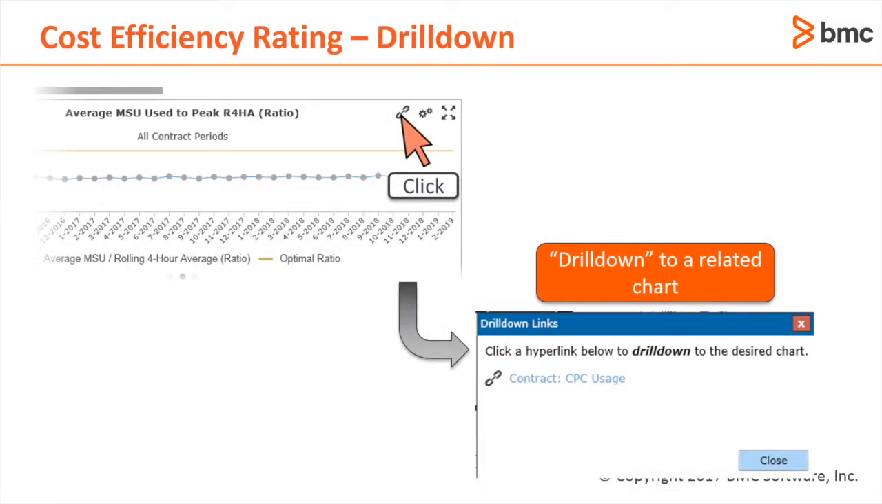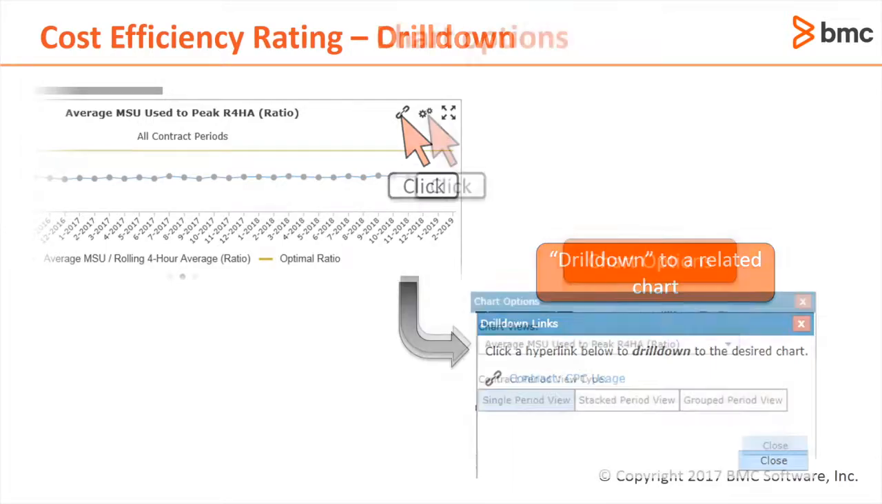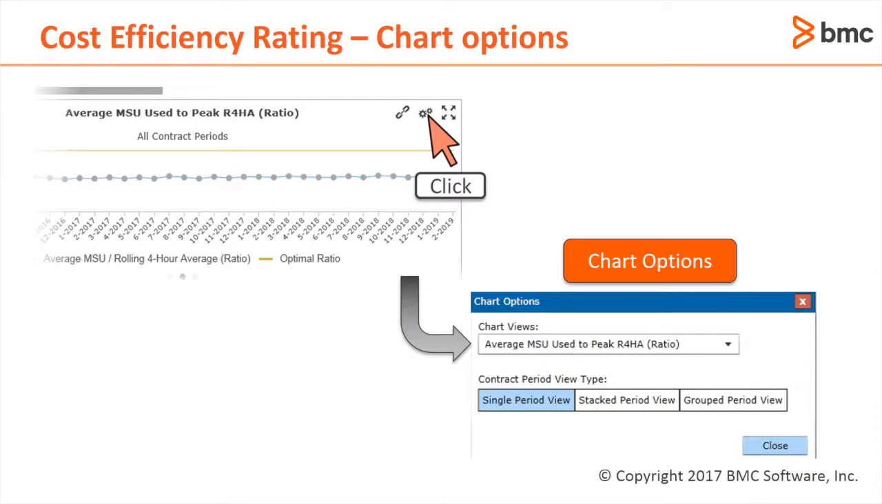The peak rolling 4-hour average by billing month chart also contains a link to the CPC usage drill down chart. This chart can be accessed from the Drill Down Links button. In the Drill Down Links window, click on the CPC usage hyperlink. For each view, there are alternative chart options. To perform the action, click on the Chart Options button and select one of the chart views from the drop-down list.